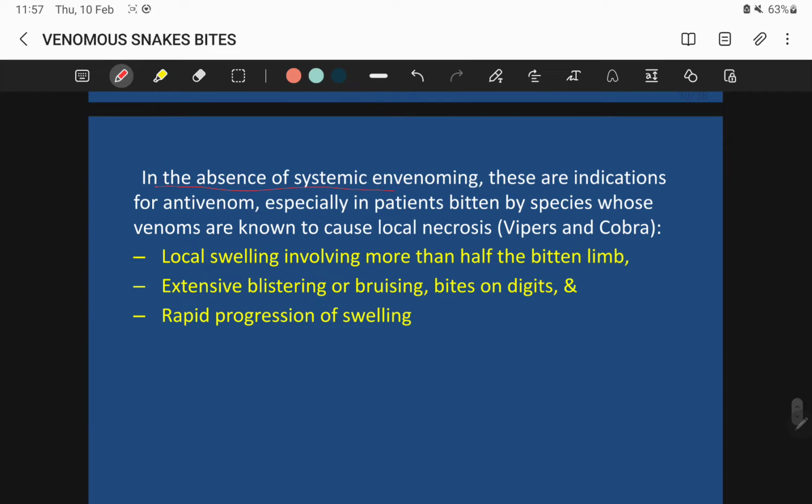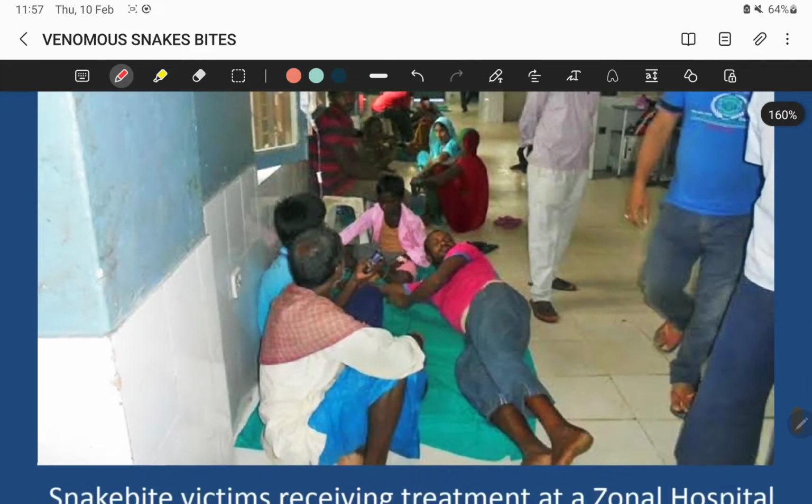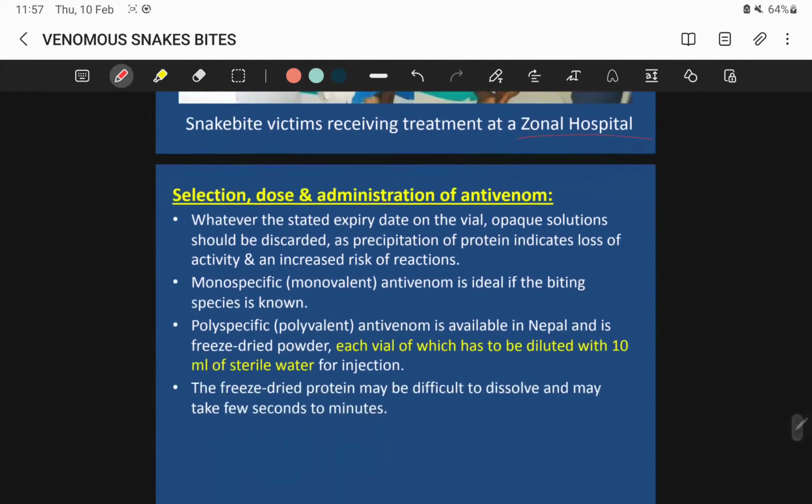In the absence of systemic envenoming, there are still indications for antivenom, especially in patients bitten by species whose venoms are known to cause local necrosis, that is viper and cobra. These include local swelling involving more than half of the bitten limb, extensive blistering or bruising, bites on the digit, and rapid progression of swelling. This is the common scenario in hospitals, with snake bite victims at the zonal hospital.